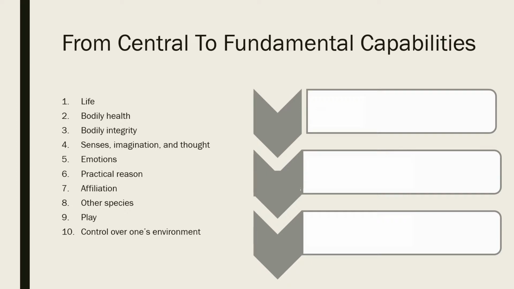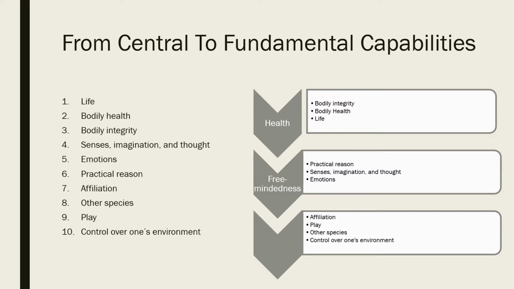These central capabilities seem to be vital for one to lead a dignified life. However, we felt that they were a lot to have to consider in a workable definition of poverty. We condensed these such that the first three capabilities were accounted for under our first fundamental capability, health. Capabilities 4, 5, and 6 were accounted for in our second fundamental capability, free-mindedness. The rest of Nussbaum's capabilities we felt were covered by our fundamental capability, harmony.